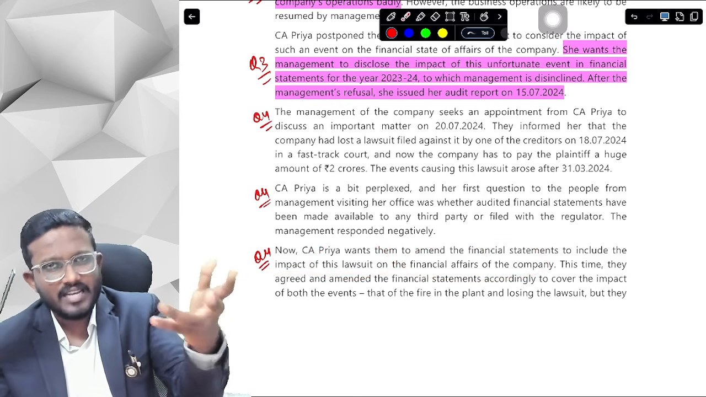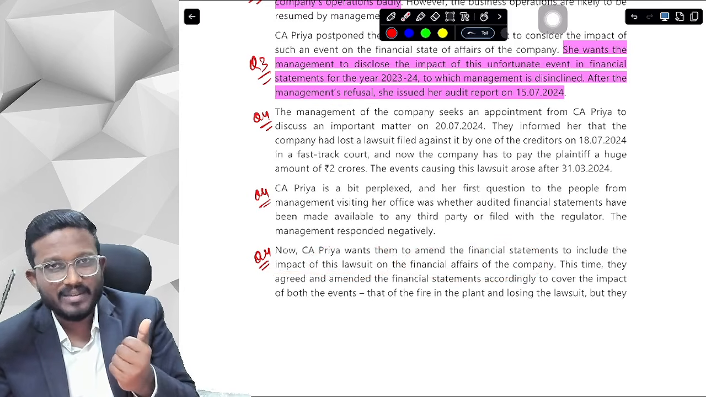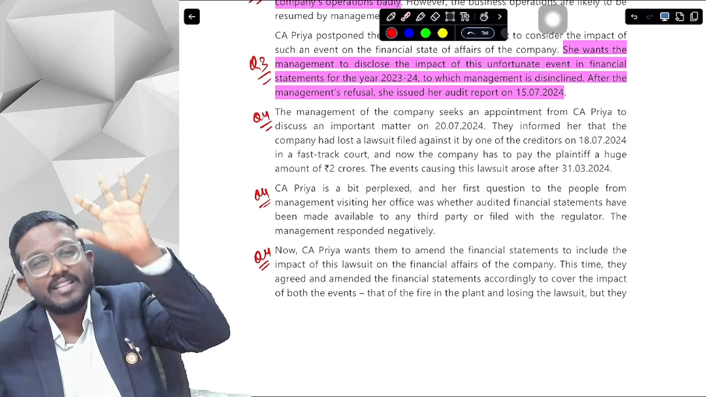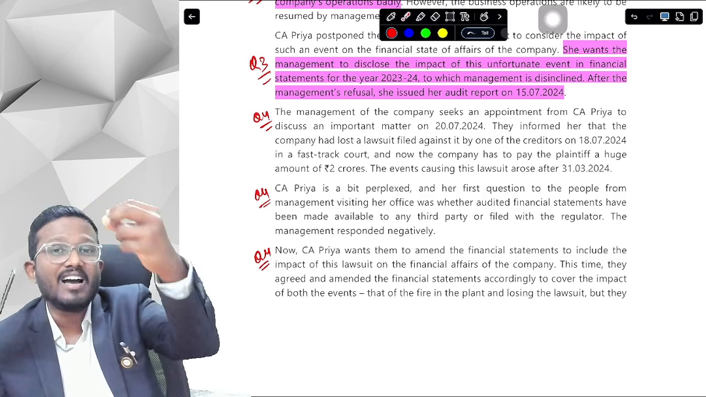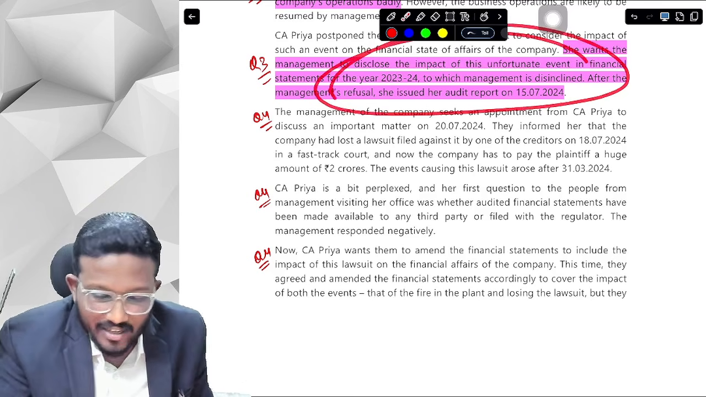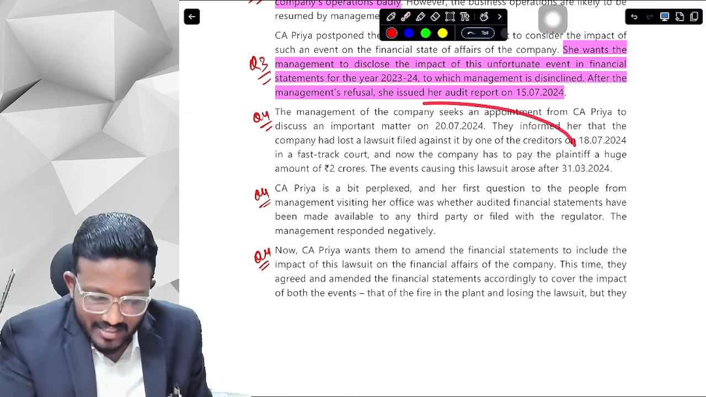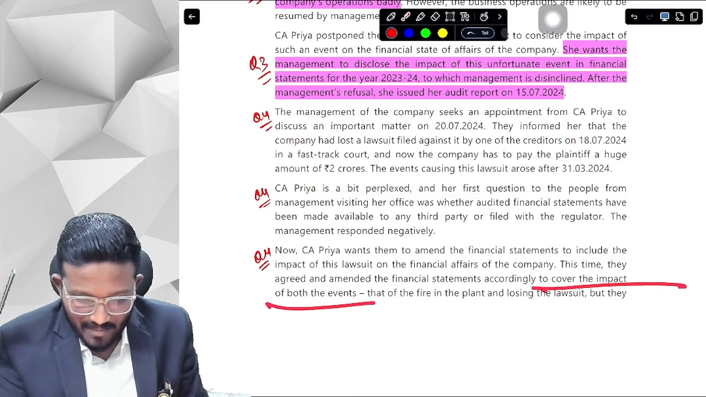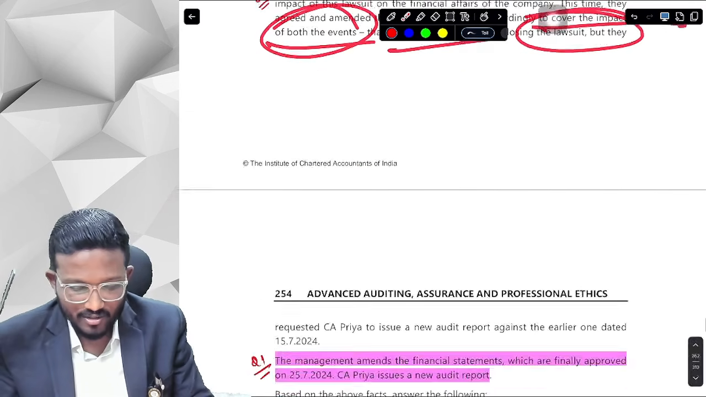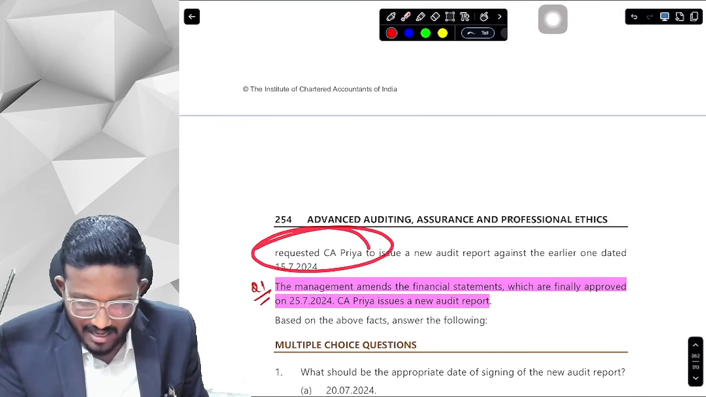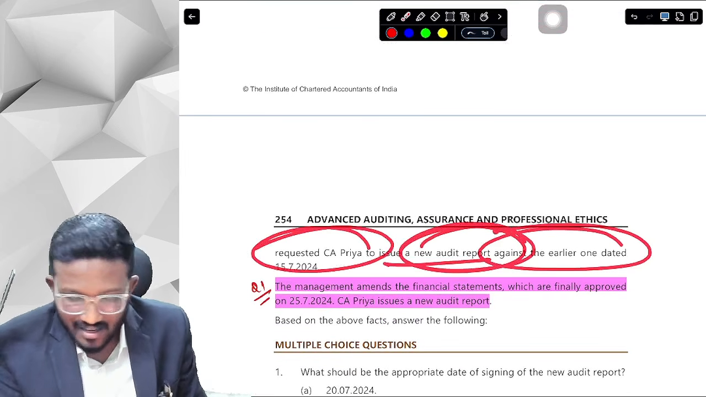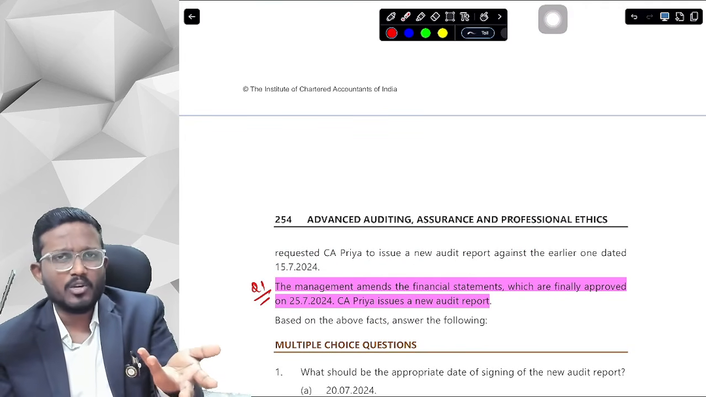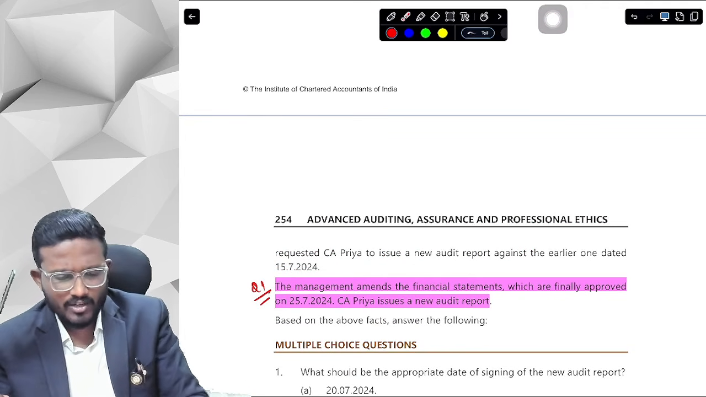Obviously, CA Priya is saying that please include this impact on your financial statements. Now, management is very happy, but the management has decided that they will include the effect of both the events that have happened. Include the effect of the fire as well, and include the effect of the lawsuit going against them as well. So basically, they are covering the impact of both events, that is the fire and the losing of the lawsuit. But they requested CA Priya to issue a new audit report against the earlier one dated 15 July 2024. They have told CA Priya, please issue a new audit report. Okay, CA Priya will agree that I will issue a new audit report.